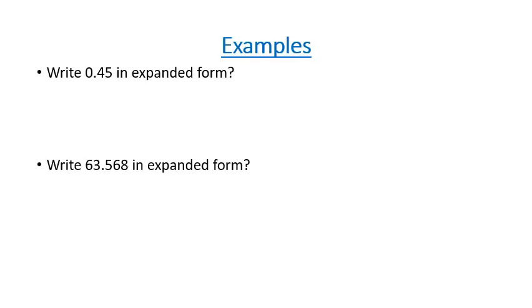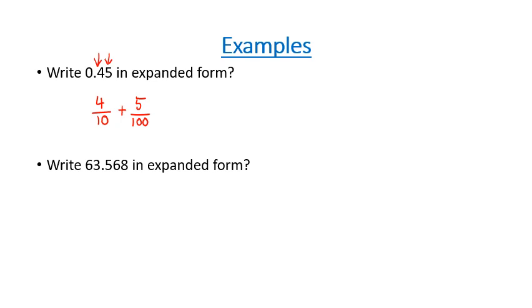So here's some examples of writing decimals in expanded form. In our first example, it says write 0.45 in expanded form. Now, we have no whole numbers, so our first fraction is going to be the 4. Now, the 4 is in the tenths column, so this is actually 4 tenths. And we need to add the 5, which is in the hundredths column, so this becomes 5 hundredths. So 0.45 is actually 4 tenths plus 5 hundredths.